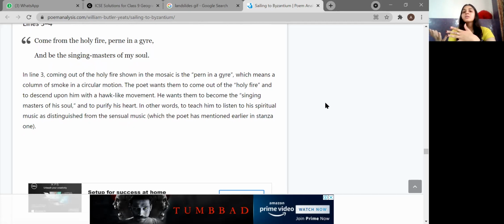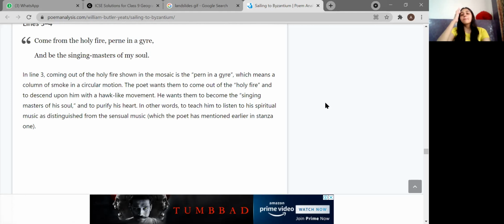In other words, he wants to learn to listen to spiritual music and distinguish it from sensual music. So he wants the spiritual. He's coming from a place where it has been all sensual music, all the vulgarity in music, which the poet has mentioned in the earlier stanza. In stanza 1, he says that there is all music for physical and sensual and younger generation people and not for the older one. So here he says that he wants to distinguish that music into a music which is healing and soothing to the heart and to the spiritual soul.